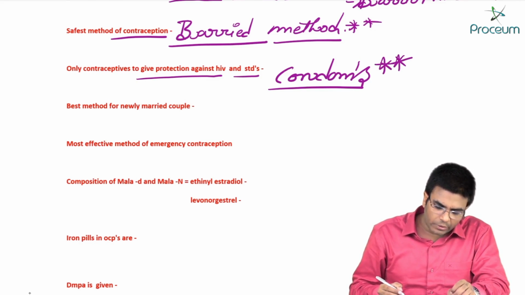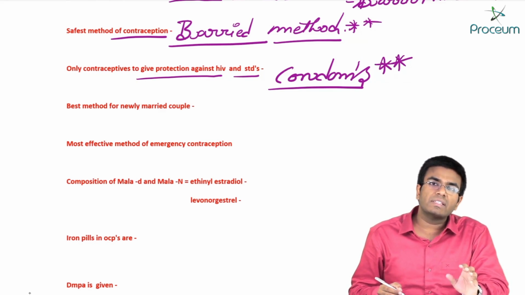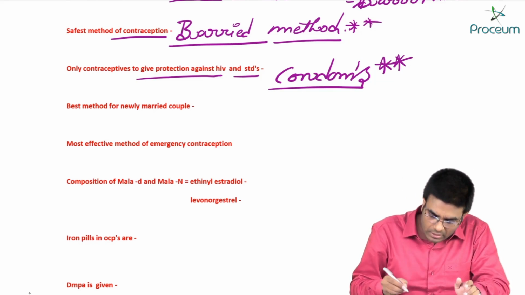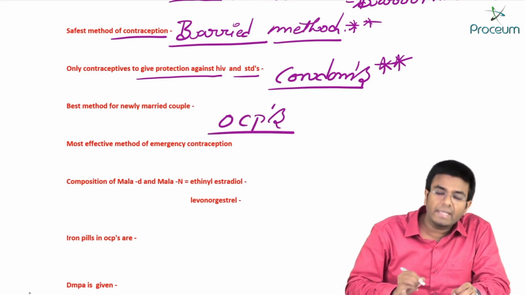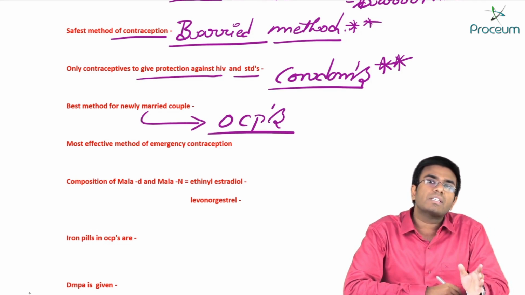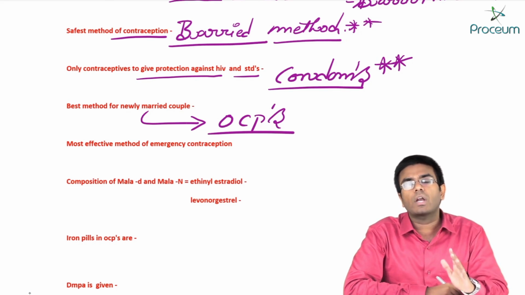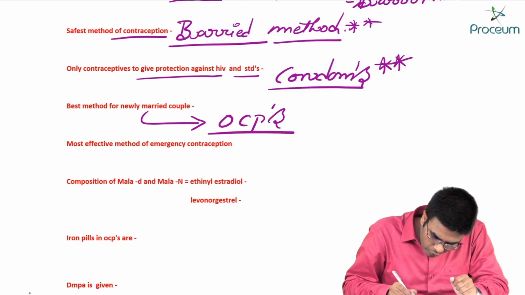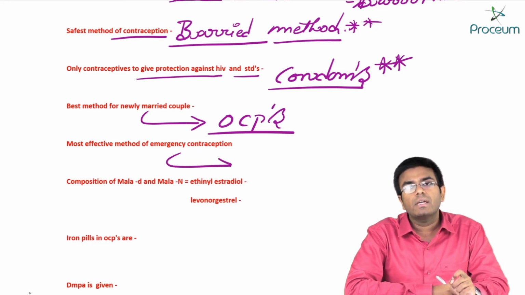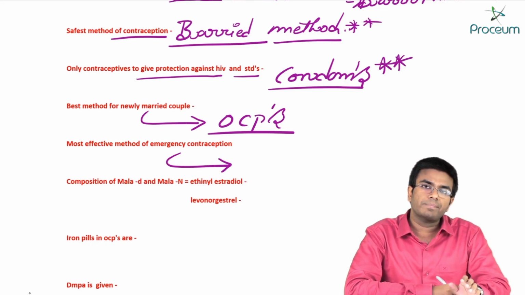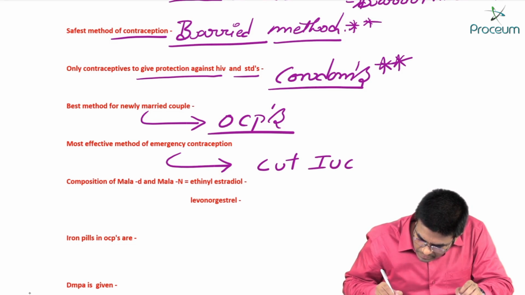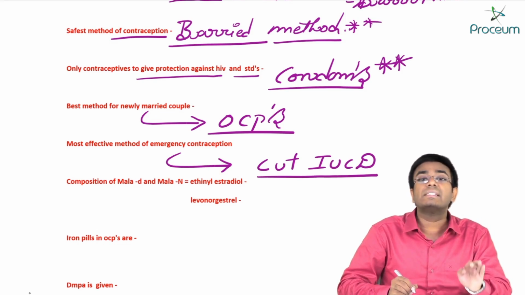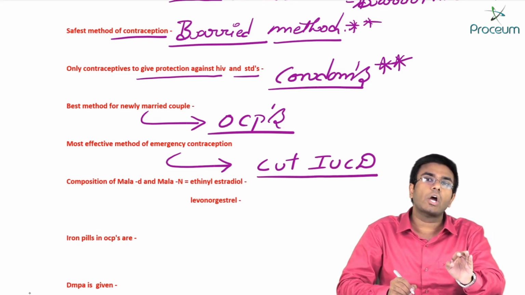Now, the best method for a newly married couple. Most of you will think that it is a barrier method, but no, oral contraceptive pills are best for a newly married couple. They will ask you something like this: the ideal contraceptive for a newly married couple is oral contraceptive pills. Now, the most effective method of emergency contraception. The most effective method is copper T intrauterine contraceptive device. The placement of a copper T intrauterine contraceptive device is best in times of emergency contraception.